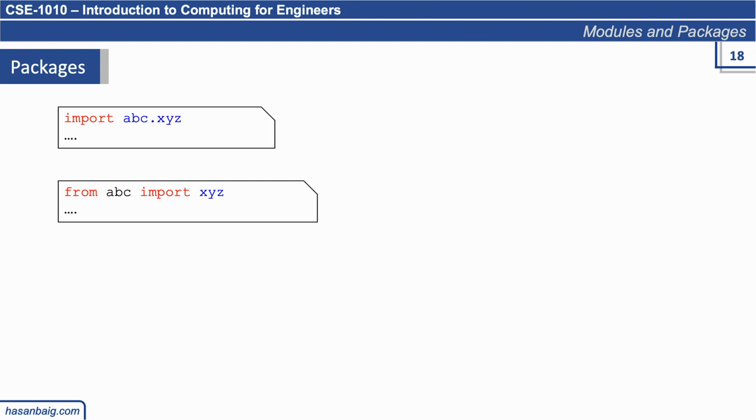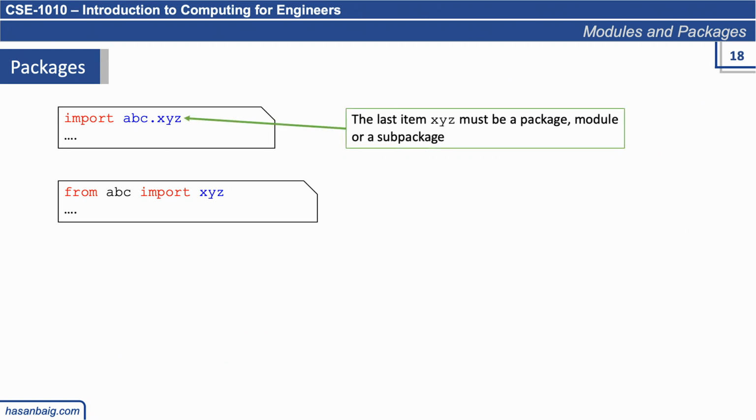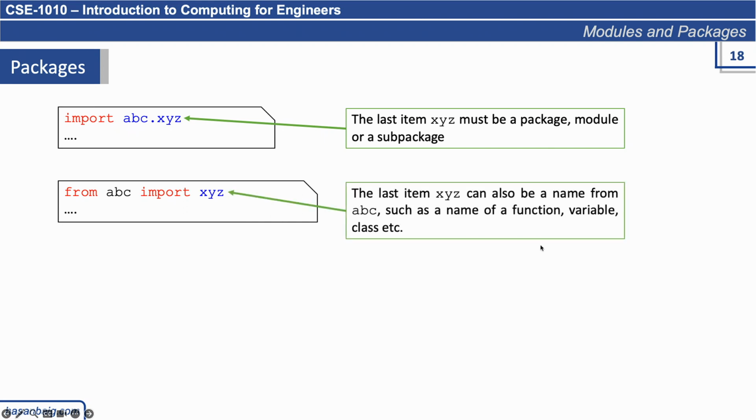Okay, so here, when we are simply using the import statement abc.xyz, the last item that you define must be a module or package or a subpackage. It cannot be a specific function defined in the module. If you're using this procedure, from abc import xyz, now xyz here could again be a package name or the file name or the function or variable name or class name, etc. Okay.